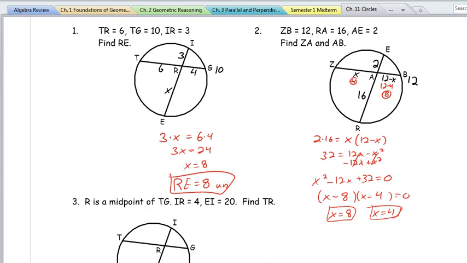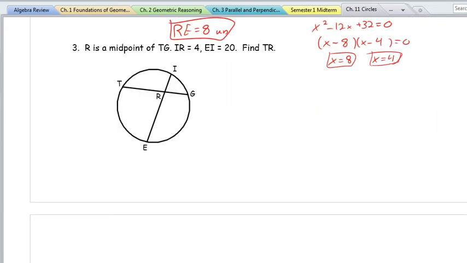Now, this is where it goes back to looking at the actual problem. You probably want to say that you're going to use the 8 over here and do 12 minus 8 and get 4 and let this be 8 over here. So your 4 and 8 are what work, but it makes sense if that longer piece is 8. So we'd say ZA is 8, AB is 4. Just by the way it works when you plug it back in, it makes more sense to say the longer piece is 8 and the smaller piece is 4 there.